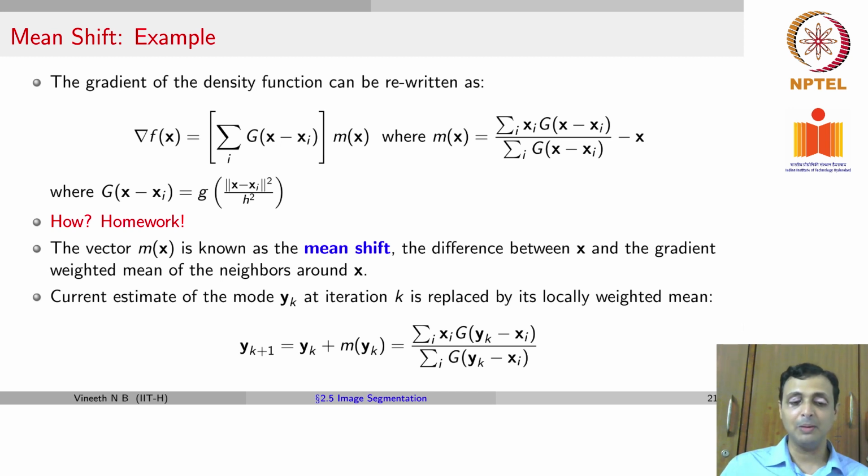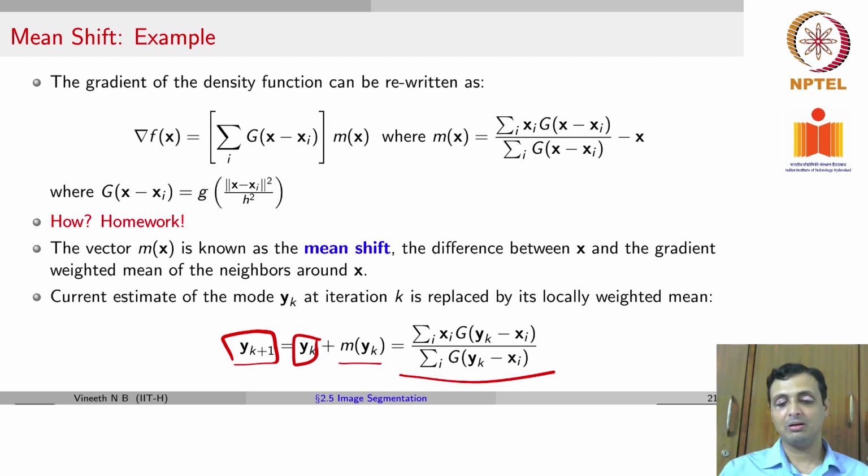then your next iteration in your gradient ascent, you're going to say y k plus 1 is equal to y k plus m of y k, which can also be written this way.